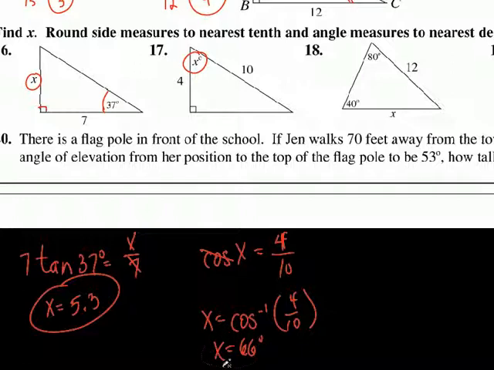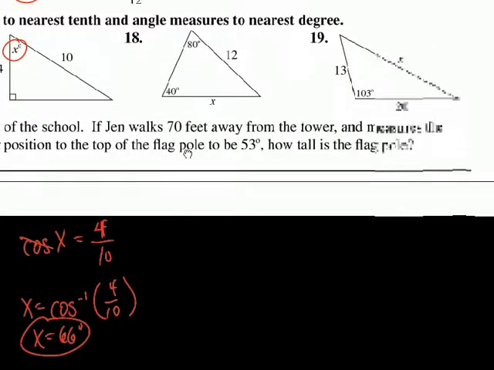Because it says round it to the nearest degree. And that's the nearest degree. Don't put 0.4 because that's a decimal. We want the nearest degree. We good with that? It's pretty simple, isn't it?